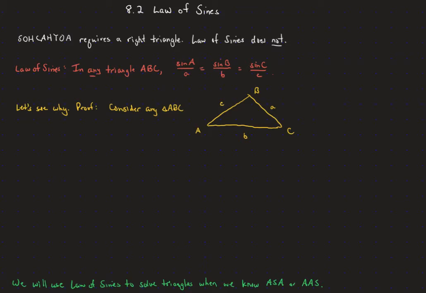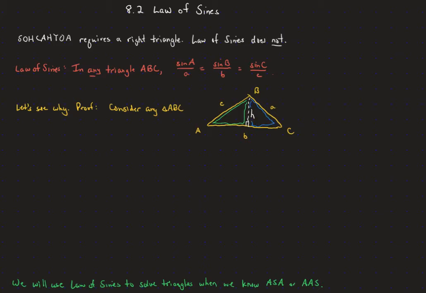If we drop a perpendicular down from angle B to the opposite side and call that side length H, for the height of that triangle, by dropping that perpendicular down, we get two right triangles. We have one on the left, which I'm going to outline in green, and one on the right, which is over here in the blue.